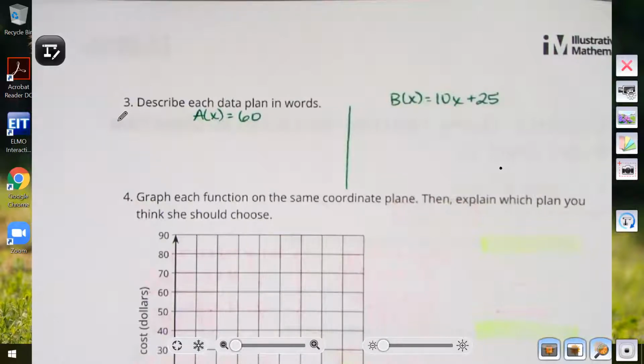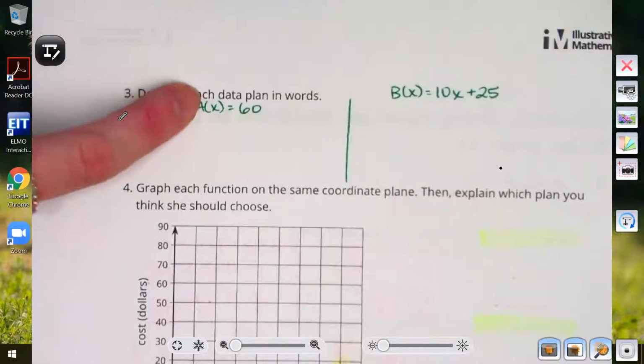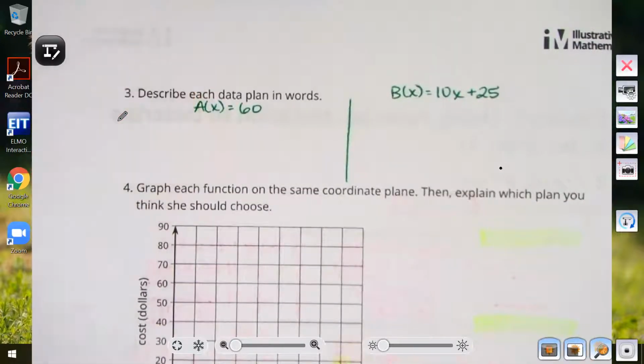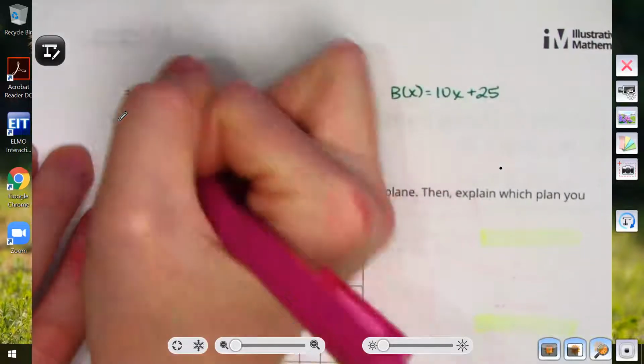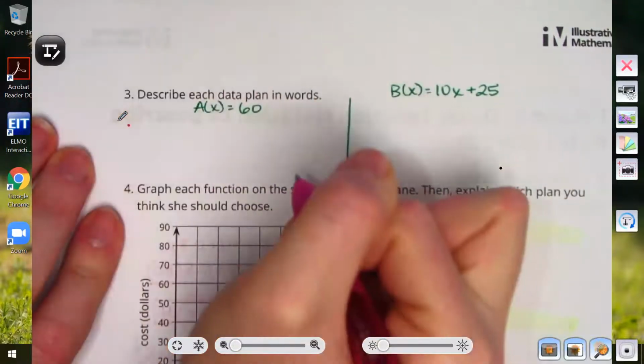Okay, so for those of y'all at home, Hayden said it seems like an unlimited plan where you can pretty much use as much data as you want and you're going to have a set price. Do y'all all agree with that? Yeah. Good. All right, so I'll try to make it short so we're not writing a bunch of words.